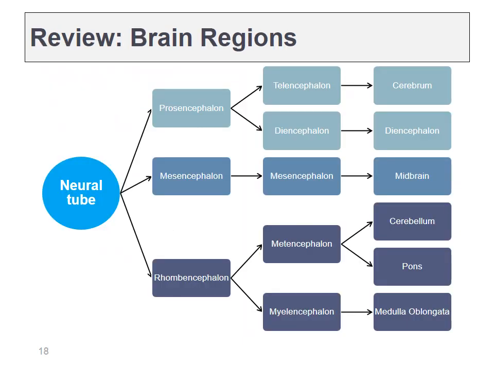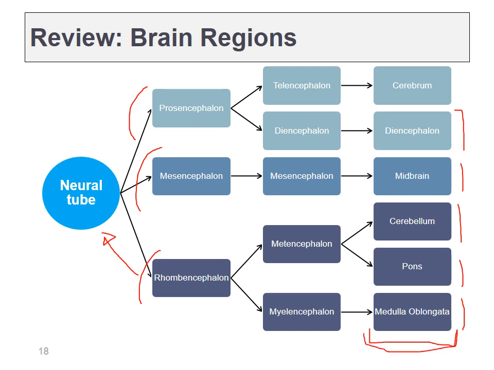To review, our 6 major regions of the brain are the cerebrum, the diencephalon, the midbrain, cerebellum, pons, and medulla oblongata. And these develop from the forebrain, the midbrain, and the hindbrain, which all in turn come from the anterior portion of the neural tube. These are the names that I'm going to be testing you on.